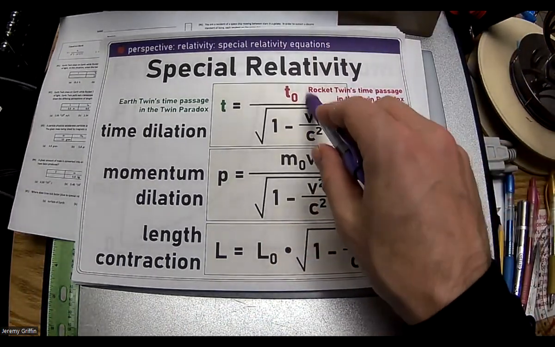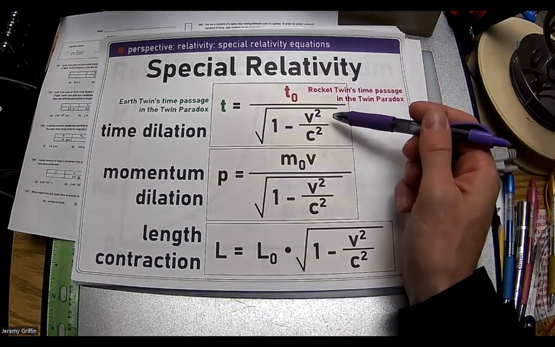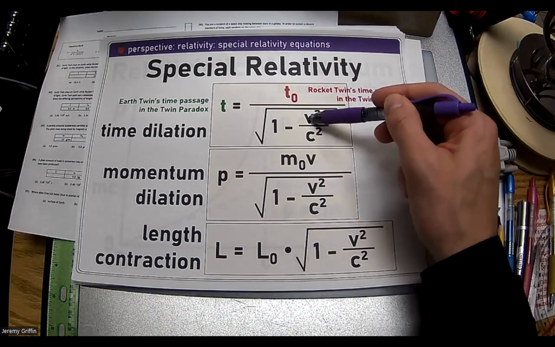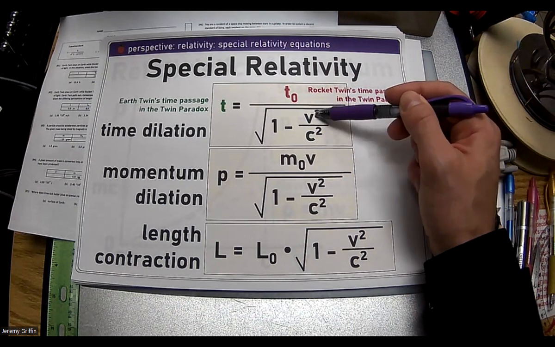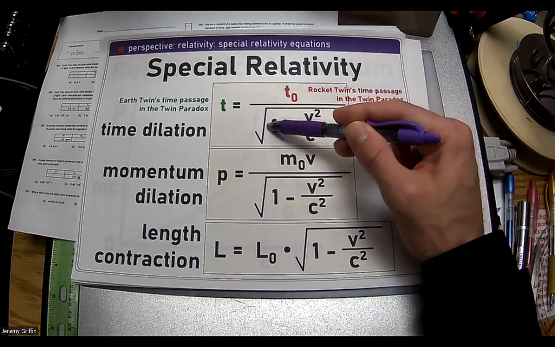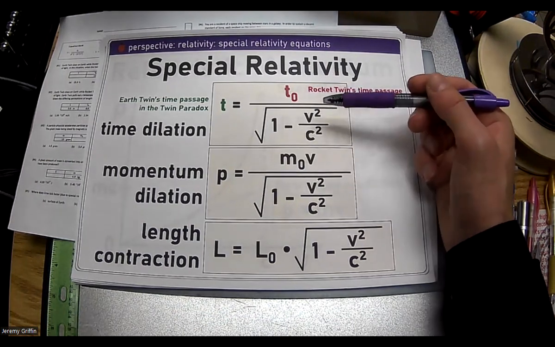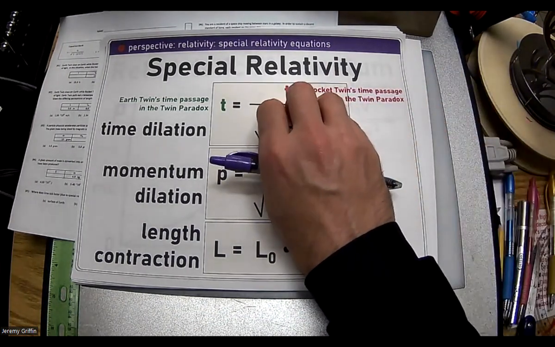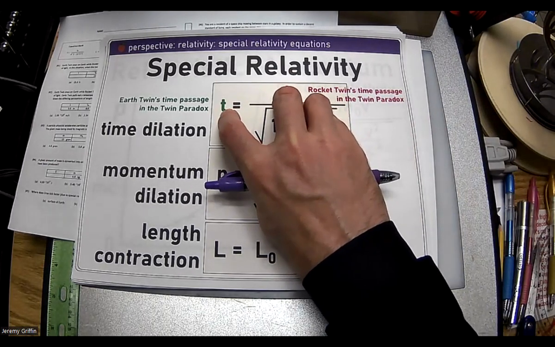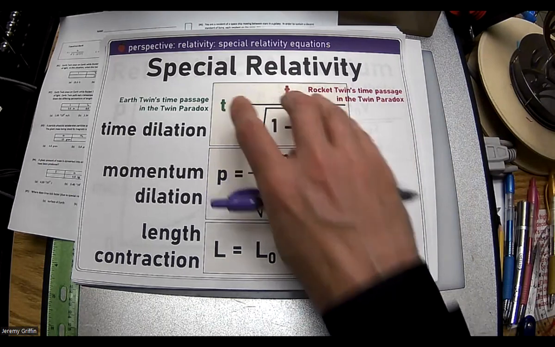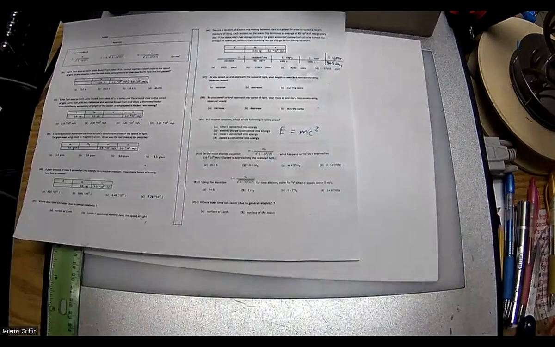Here's rocket twin's time, here's Earth twin's time. But rocket twin is not moving. He's not even in the rocket yet. He's just sitting around. So his speed is now 0. Guys, what's 0 squared over c squared? 0. 1 minus 0 is 1, the square root of 1 is 1. What's t naught divided by 1? T naught, it's itself. Hey, look at that. Now Earth twin and rocket twin have the same passage of time, because nobody's moving relative to each other. That's the correspondence principle.